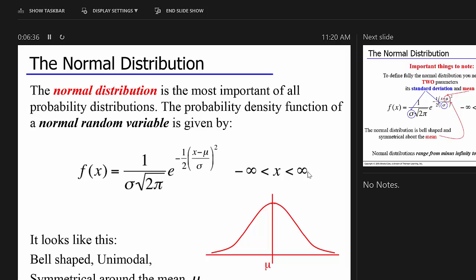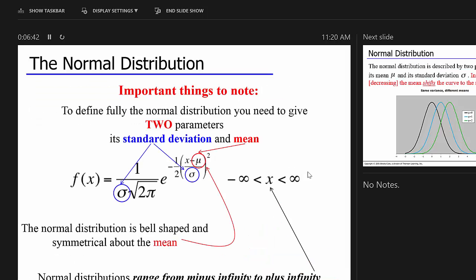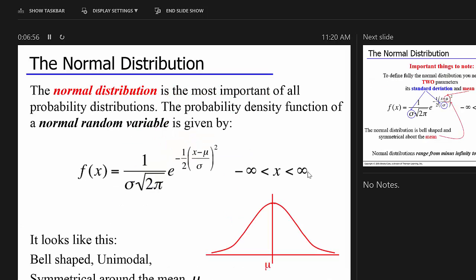The area can be very, very small, but it's not exactly 0, okay? All right, now this slide basically tells you that in order to fully specify a normal distribution, you need two numbers. It takes two parameters, okay? One of them is the mean, going back to the previous slide, right?